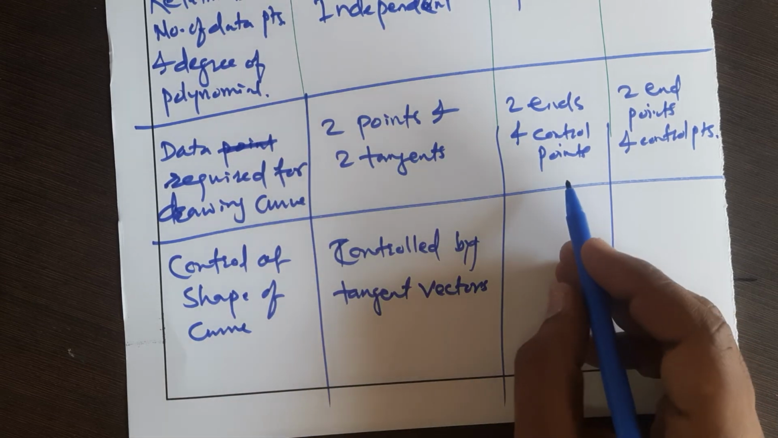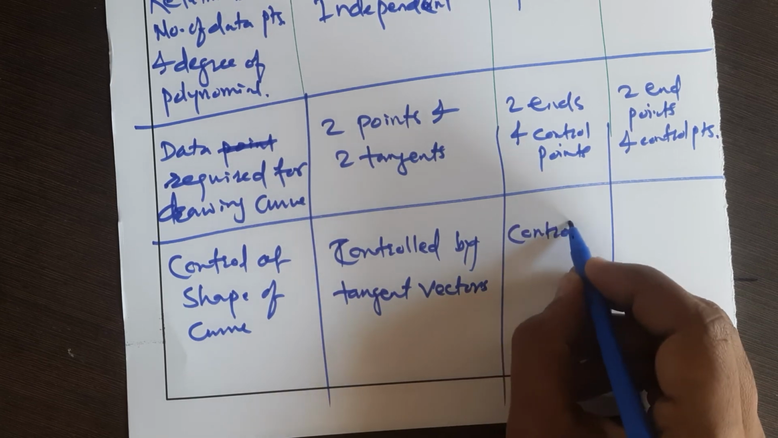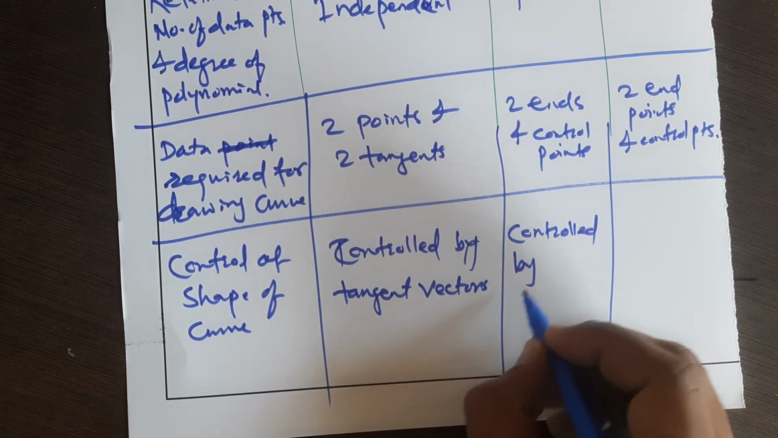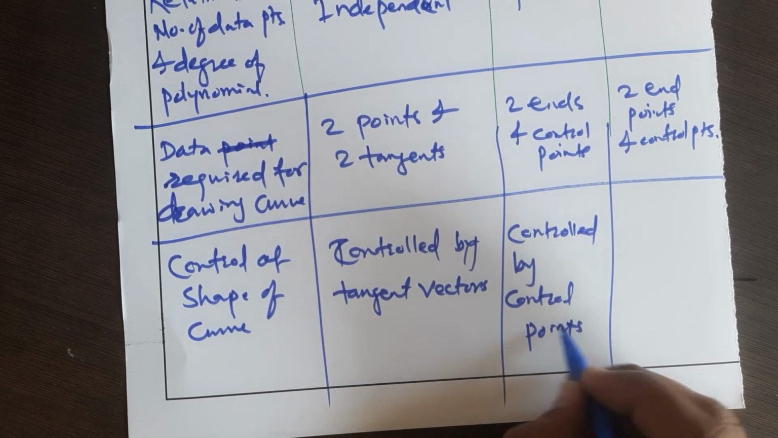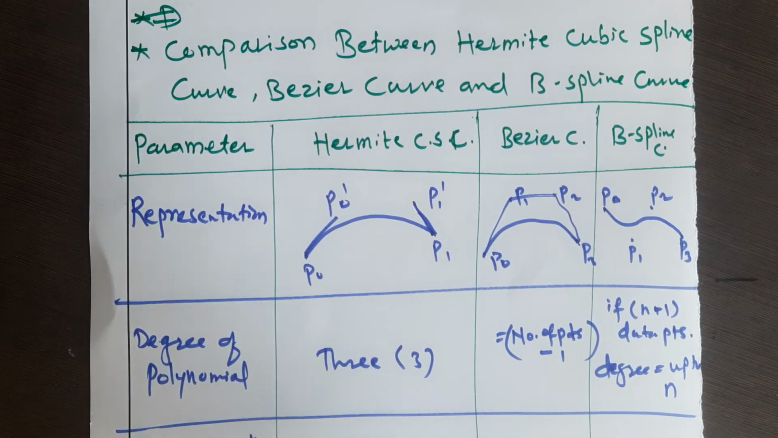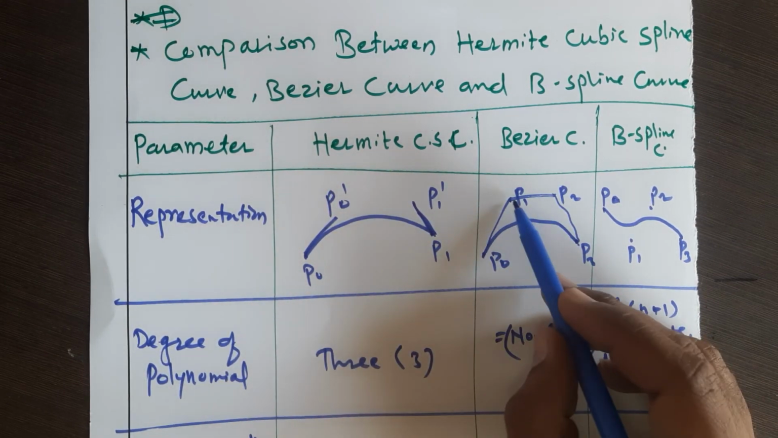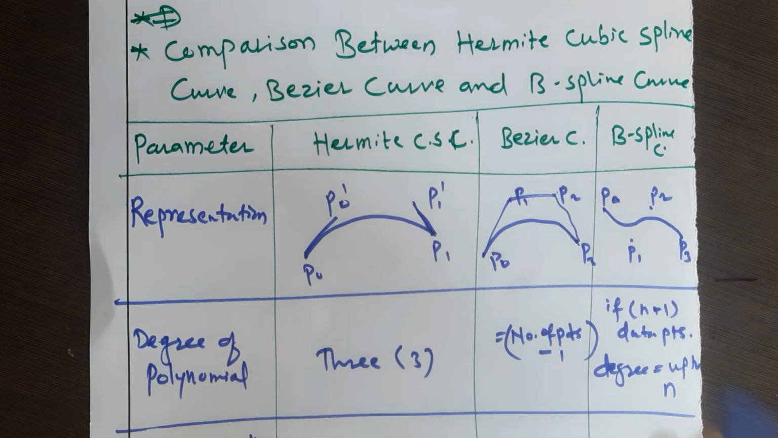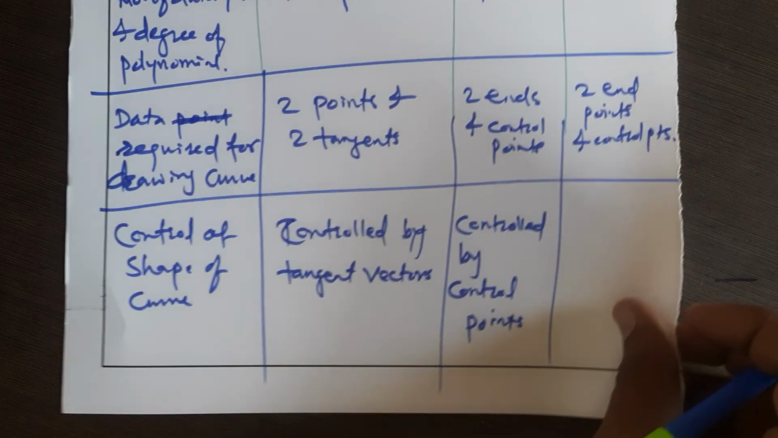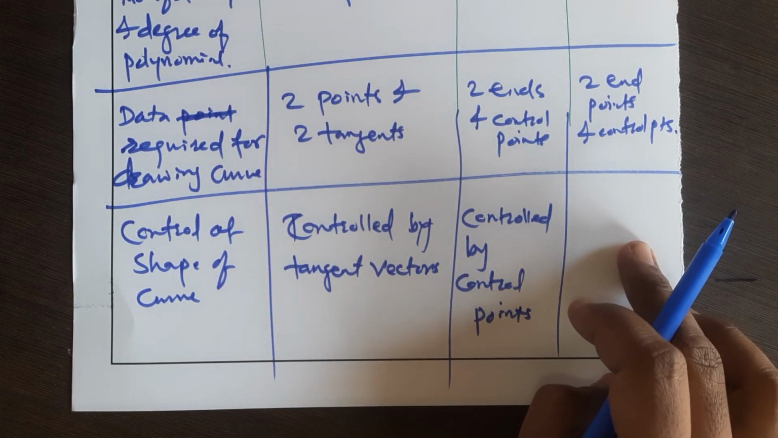In case of Bezier curve, it is controlled by control points. Here in the Hermite case you have seen it is the tangent. If you change the tangent, the shape of the curve will change. Here if you change the position of a control point, 2 and 3 being control points, the shape will change. And in case of B-spline curve, it is also controlled by control points.